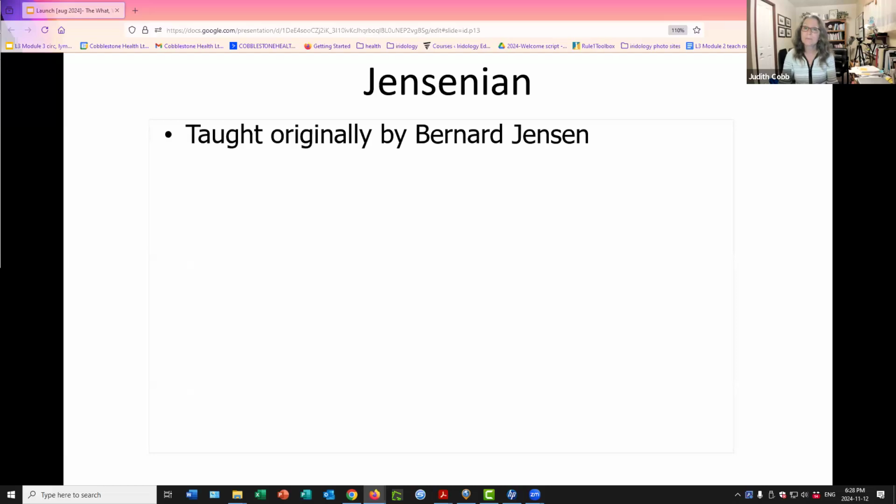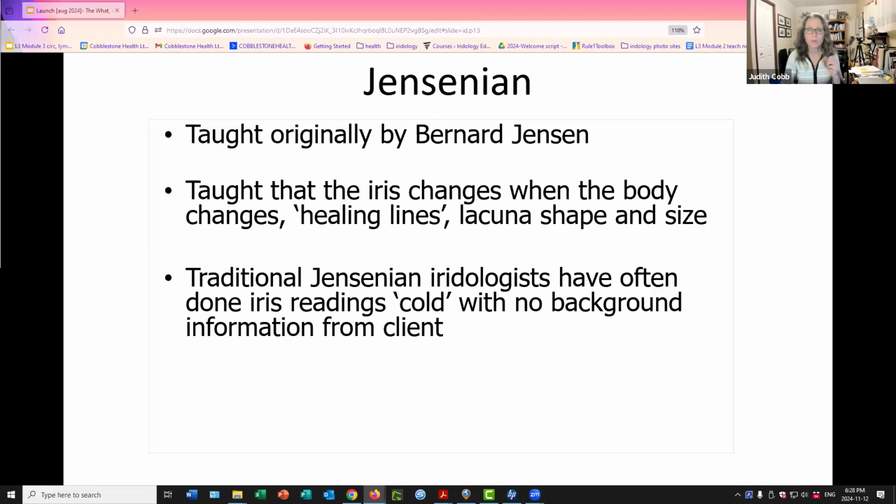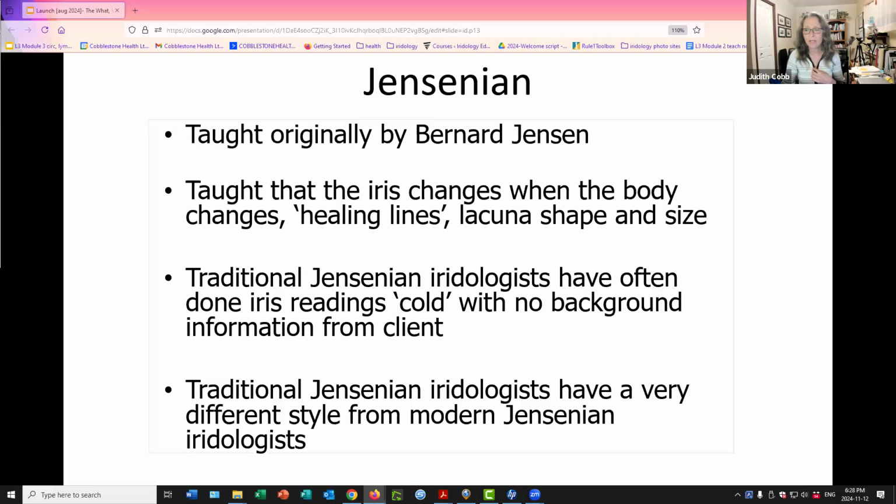So Jensenian was originally taught by Bernard Jensen. Now, you've already heard me express love and adoration for the man. He was teaching based on old concepts, the idea that the iris changes when the body changes, that healing lines will come into the eyes, that the lacuna shape and size will change. Only he called them lesions. Traditional Jensenian iridologists have often done iris readings cold with no background information from the client. And traditional iridologists have a very different style from modern Jensenian iridologists.